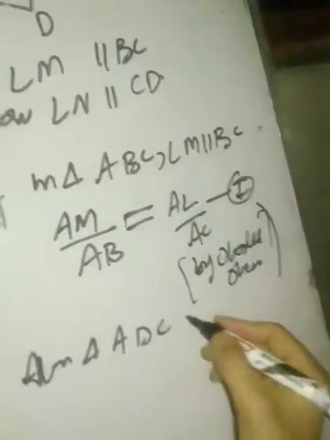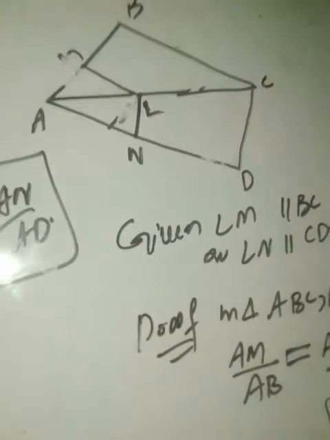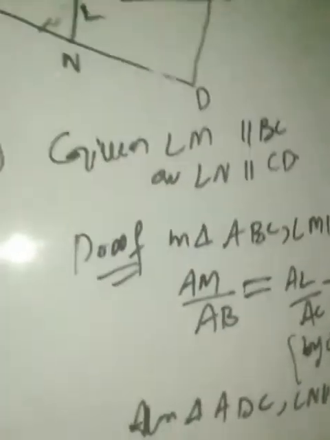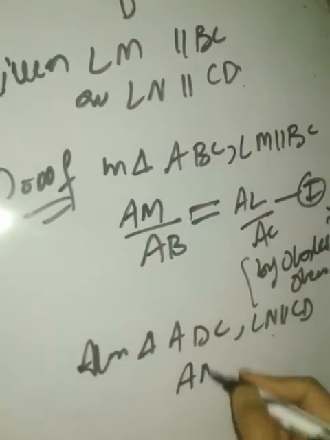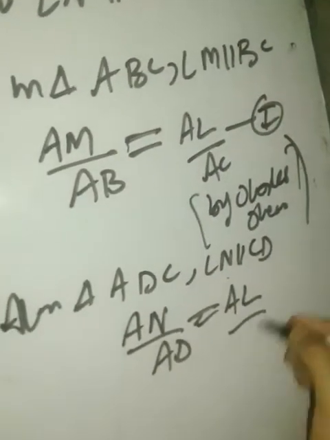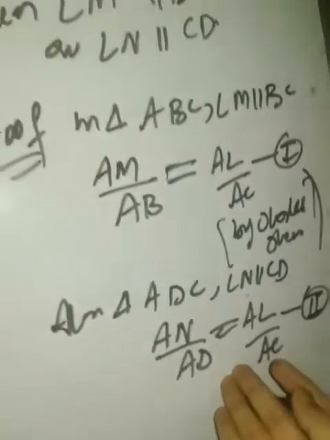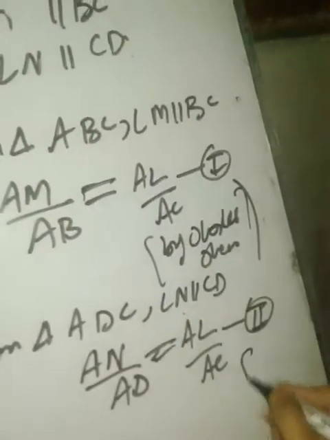ADC, LN is parallel to CD. Why is LN parallel to CD? It is given. So again we will take the result. We will write AN by AD. AN by AD, what will it be here? It will be AL by AC. AL by AC. Name this second. Why? Because by Thales theorem.